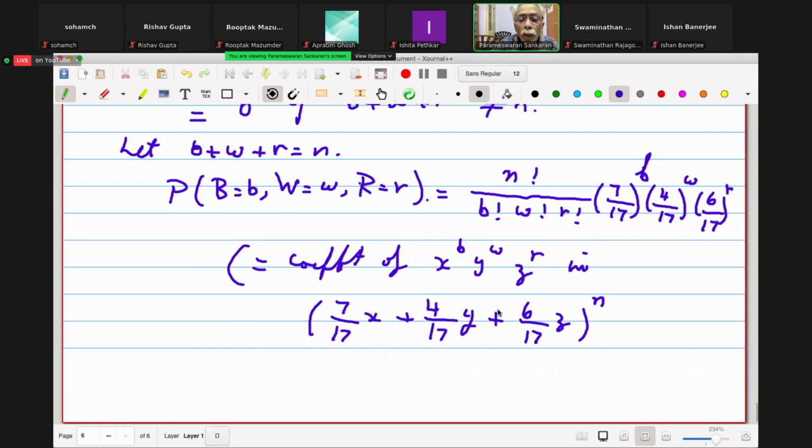So when you expand this, you pull out x power b, y power w, z power r. Anyway, you can think about this, and if you don't understand it, please ask the TAs during the tutorial hour.